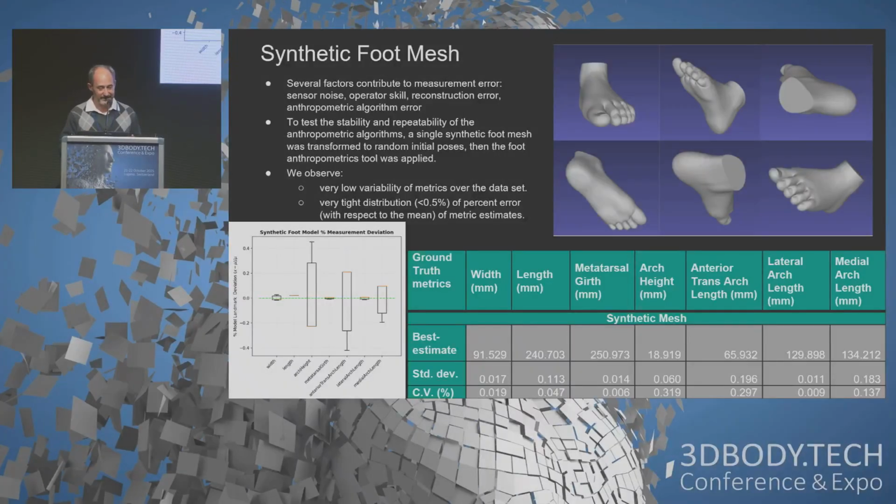When you look at the variation of foot metrics, there are several factors. There is sensor noise, also operator skills, reconstruction error, and there is also the anthropometric algorithm error. We looked at a synthetic foot model, something without noise, without interference of sensor accuracy or operator variations. And yeah, we do see quite a bit of variation for arch height and the anterior transarch length. But in all cases, those are within a fraction of a millimeter.